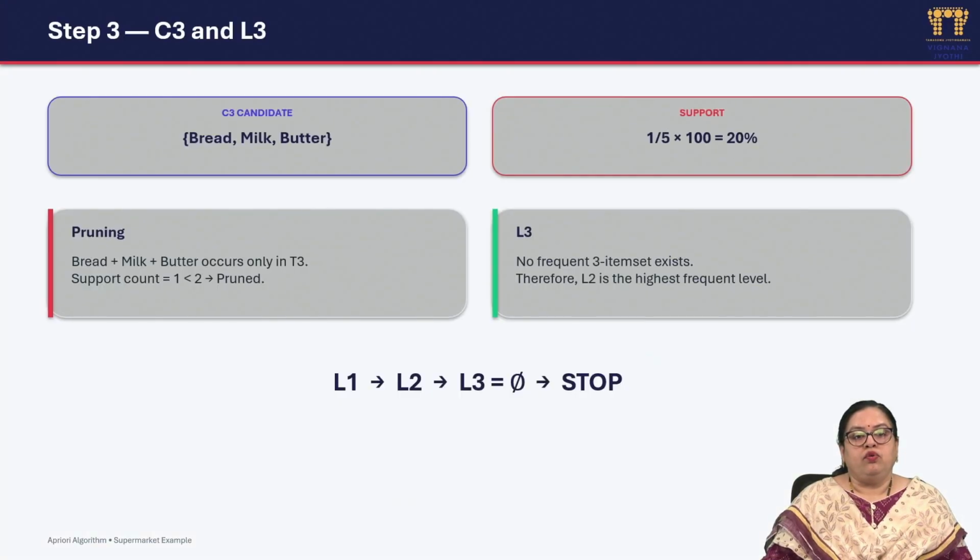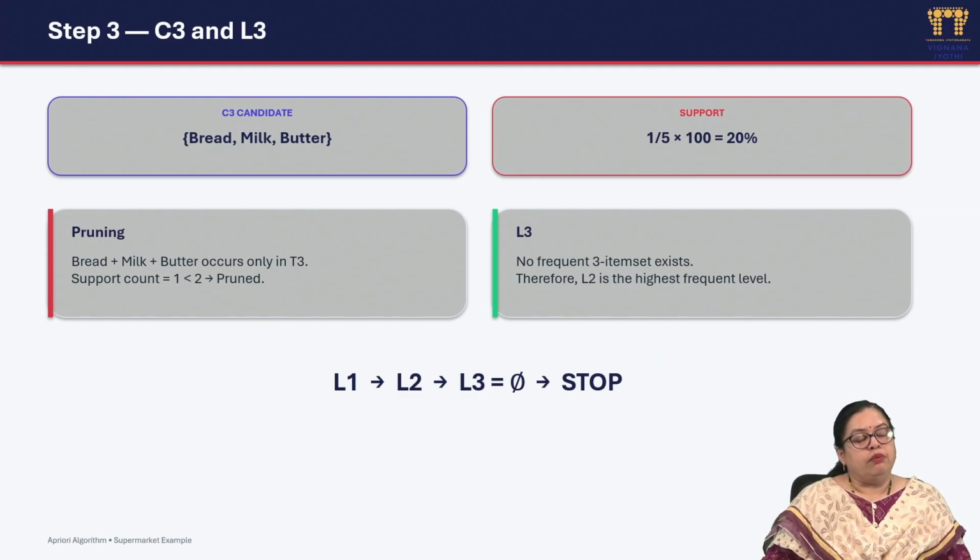Then next, what should we do? We are creating for 3. So step 3 is counting for the combination of 3: bread, milk, butter. Whenever we combine it, we get only one value. So 1 divided by 5 times 100 equals 20%. Just look, students, all this counting of combinations is easy, because it only finds the percentage.